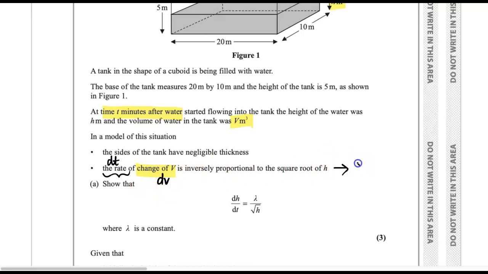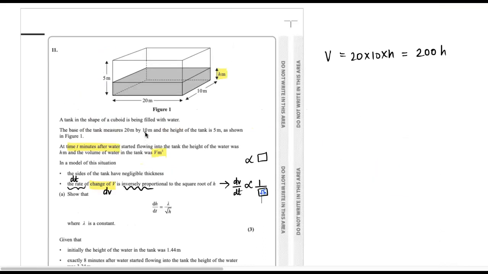What this line says is dV over dt is inversely proportional, so 1 over. If we say directly proportional, it's whatever the value is, but if it's inversely proportional, it's 1 over whatever the value they say. So they are saying square root of h. So let's write square root h over there. Overall, this is what we have. Let's copy that down. So V is 200 h and dV over dt is inversely proportional to square root of h.